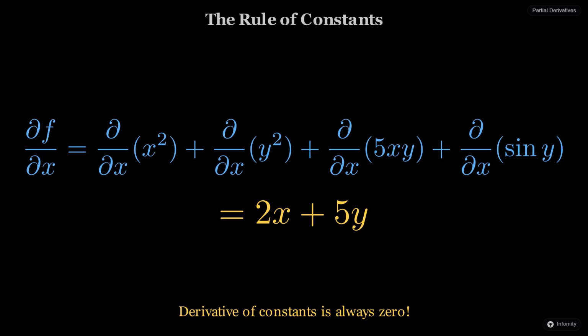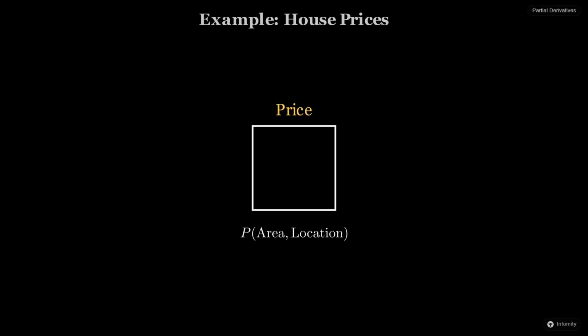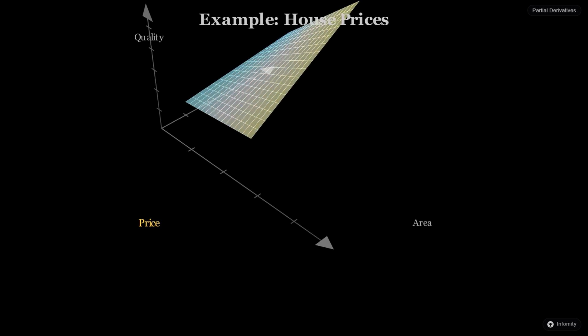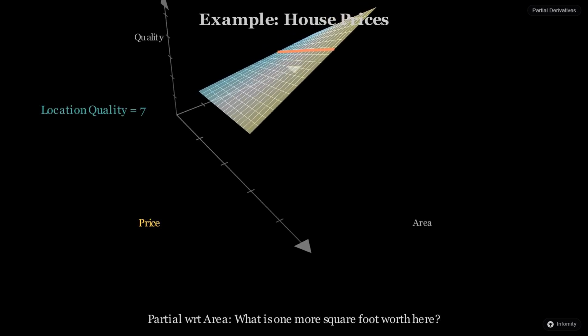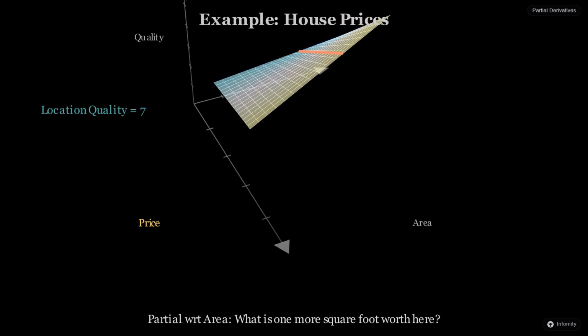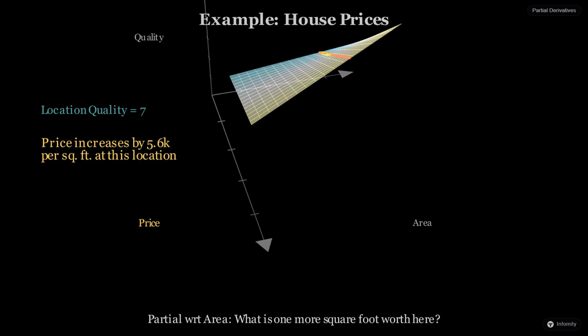Let's apply this to something practical, like the price of a house. The price depends on many things, like square footage and the number of bedrooms. A partial derivative with respect to square footage tells us how much the price increases for every extra square foot, assuming the number of bedrooms stays exactly the same. It isolates the value of space itself, separate from the layout of the home. This is how we analyze complex systems one piece at a time.